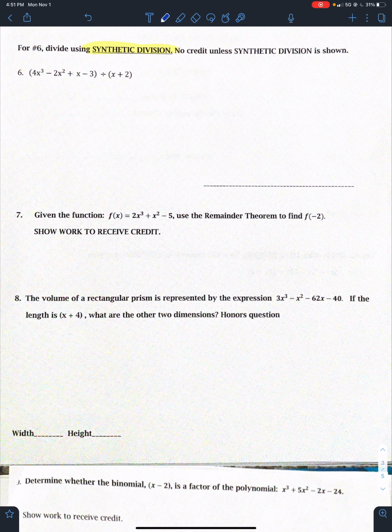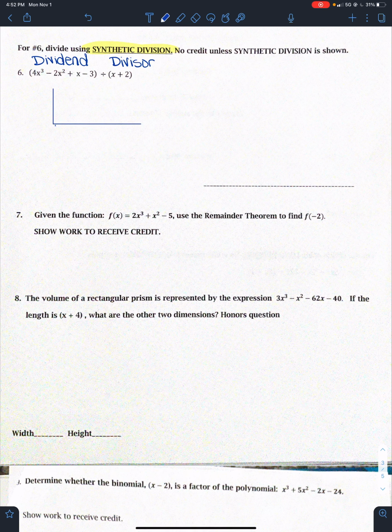All right, on this one, the x plus 2 here is our divisor, what we are using to divide. And then the 4x cubed polynomial is the dividend. That is what is being, well, divided. That's what's going inside our synthetic division tool here.